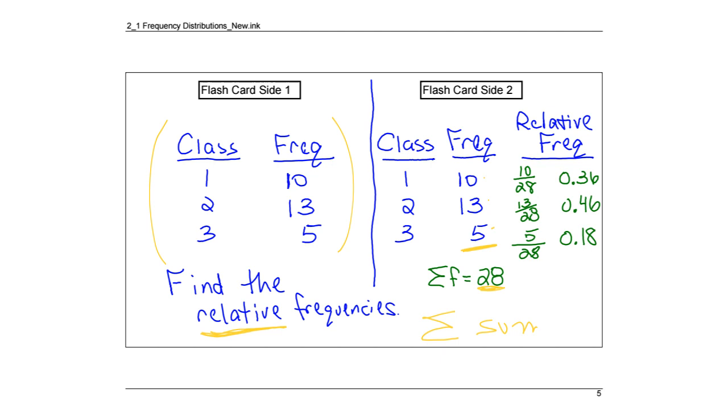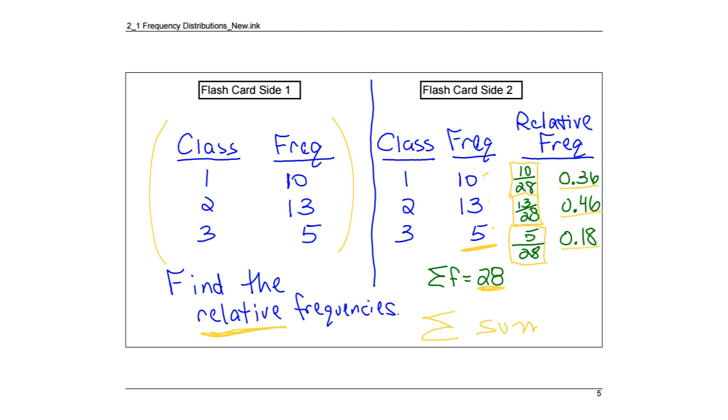All right, so on the first row, we have 10 as our frequency. So we're going to put 10 divided by our total of 28, and that gives us 0.36. For the next one, we have 13 as our frequency. So we're going to put 13 divided by 28. That gives me 0.46. And finally, we have a frequency of 5. So 5 divided by 28 gives me 0.18.